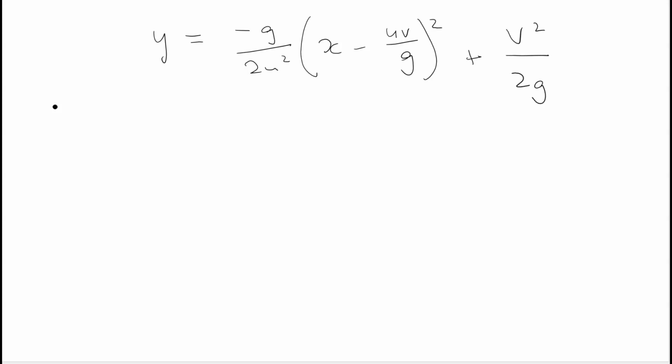So we got as far as saying y equals negative g over 2u squared times x minus uv over g, squared, plus v squared over 2g. Now it's not normal to write it like that. It's more normal to write it not with a subtraction sign to start with.